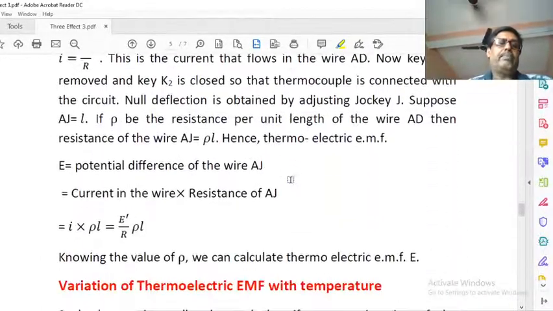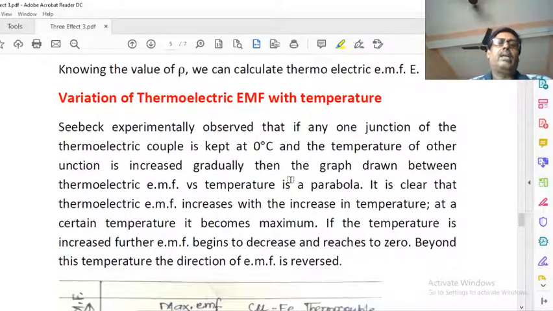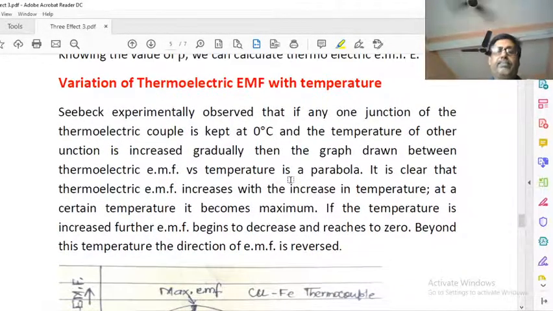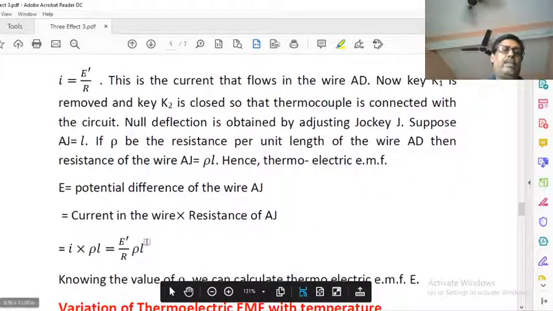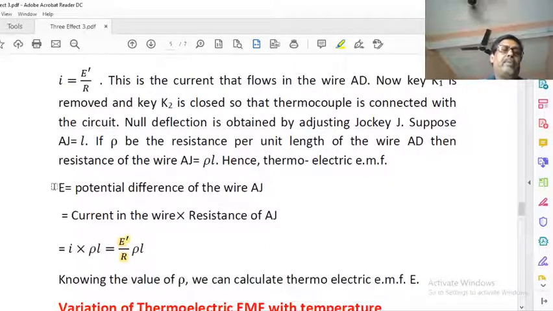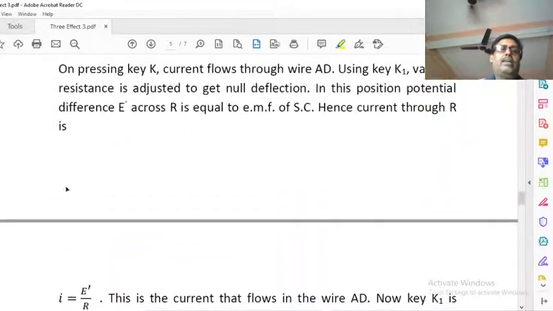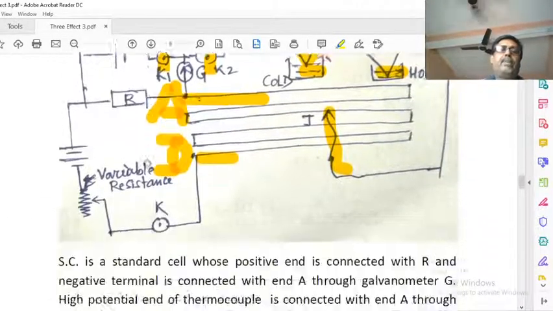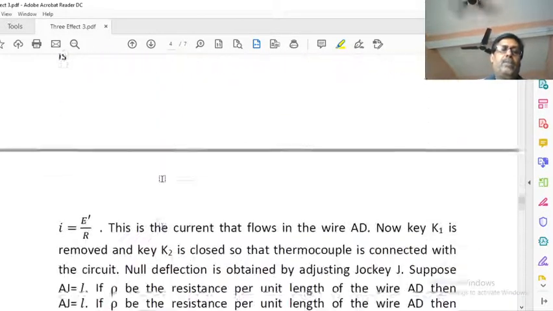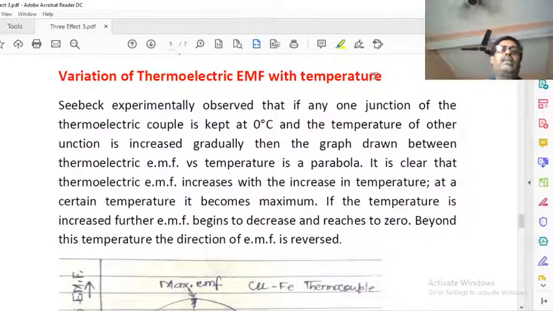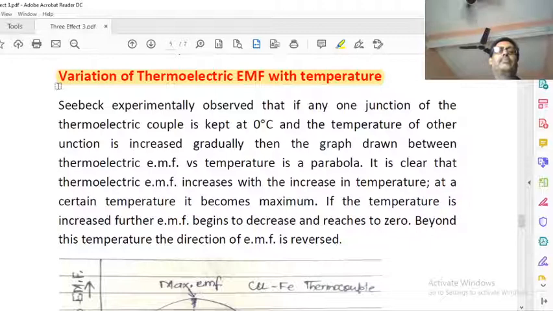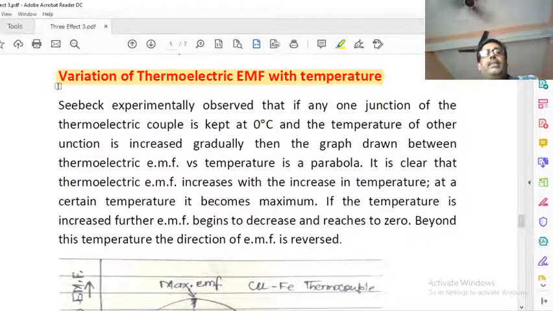So here, as I told you, with the help of this formula we will measure the EMF. The figure is this and the description is given here. Now, the main part of this question is the variation of thermoelectric EMF with temperature.